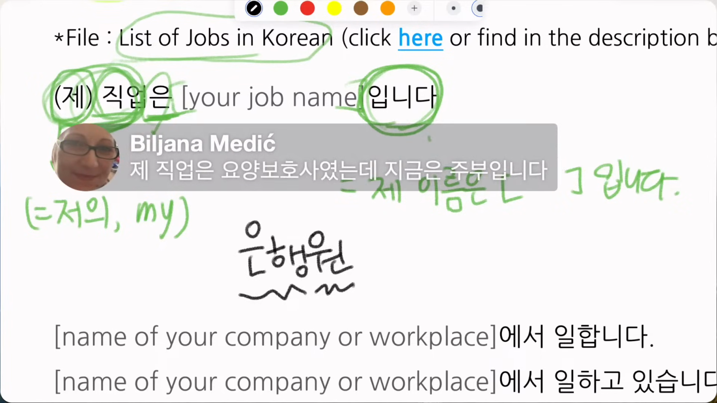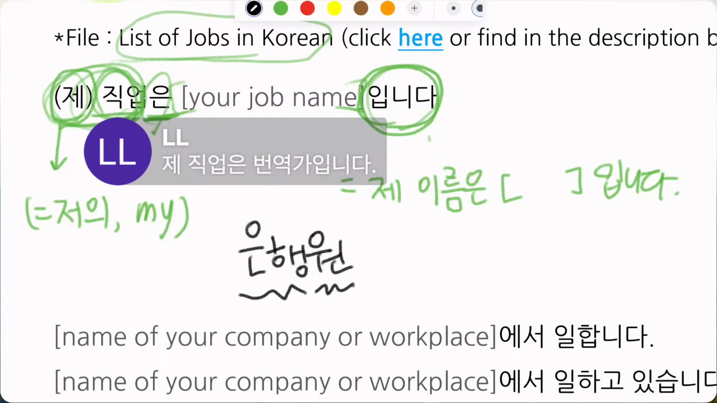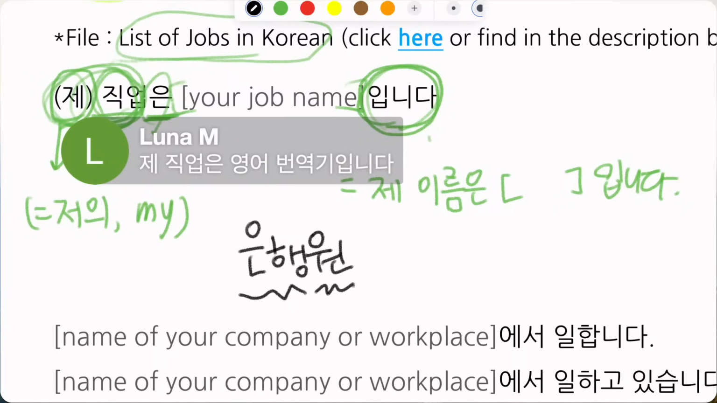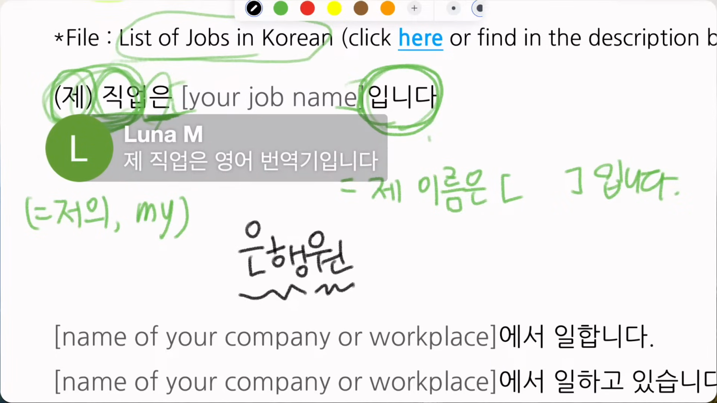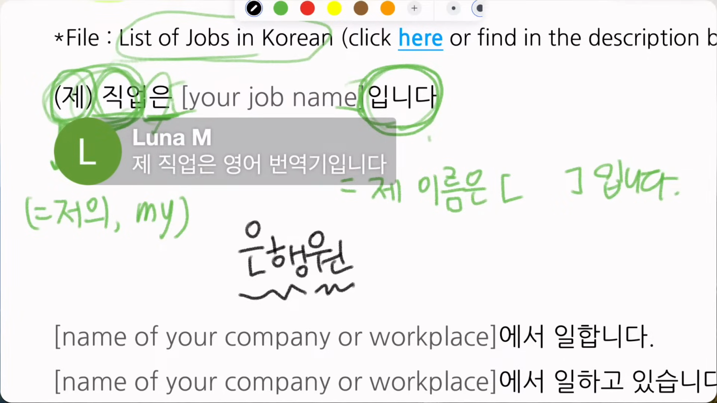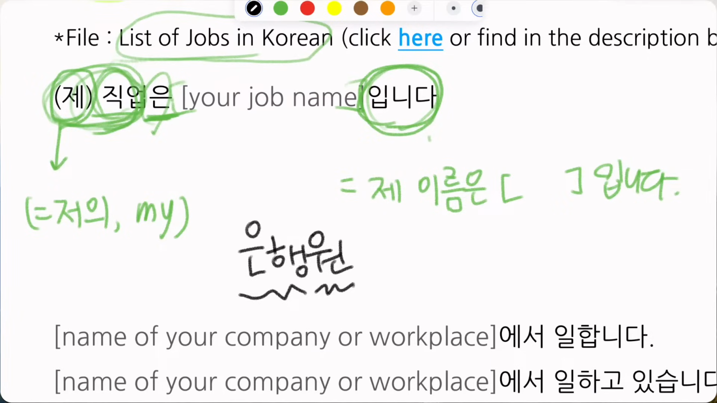그리고 빌리아나님은 요양보호사였는데 지금은 주부입니다. Okay, 좋아요. This is a really advanced sentence. A little advanced for beginners, but okay, I see. 그리고 번역가. You're a translator. LL님은 translator입니다. 그리고 루나님, 제 직업은 영어. I think you meant to say 영어 번역가, right? 왜냐하면 번역기 means you are a machine translator, like Google Translate. But I know you're a person, so you are a 영어 번역가.